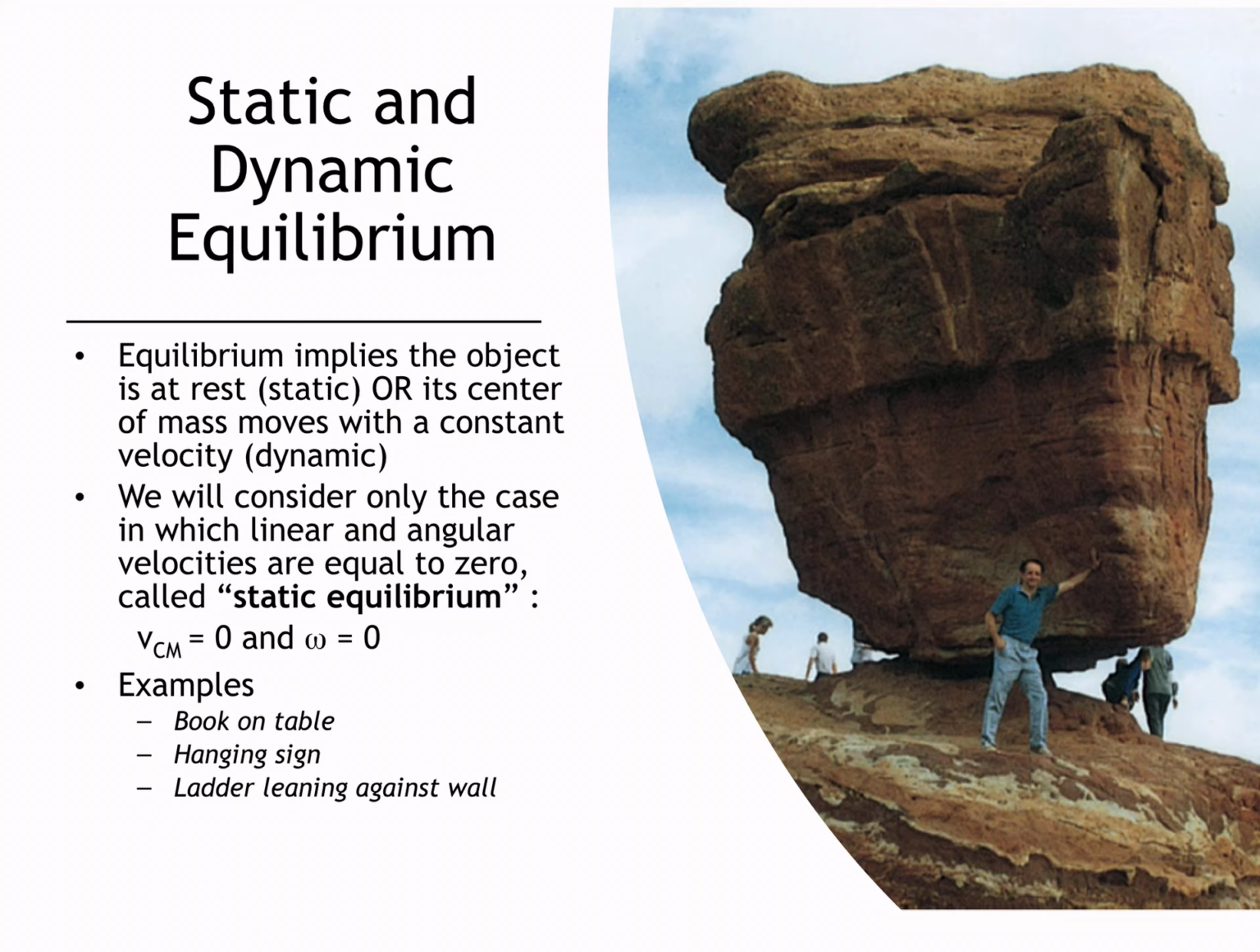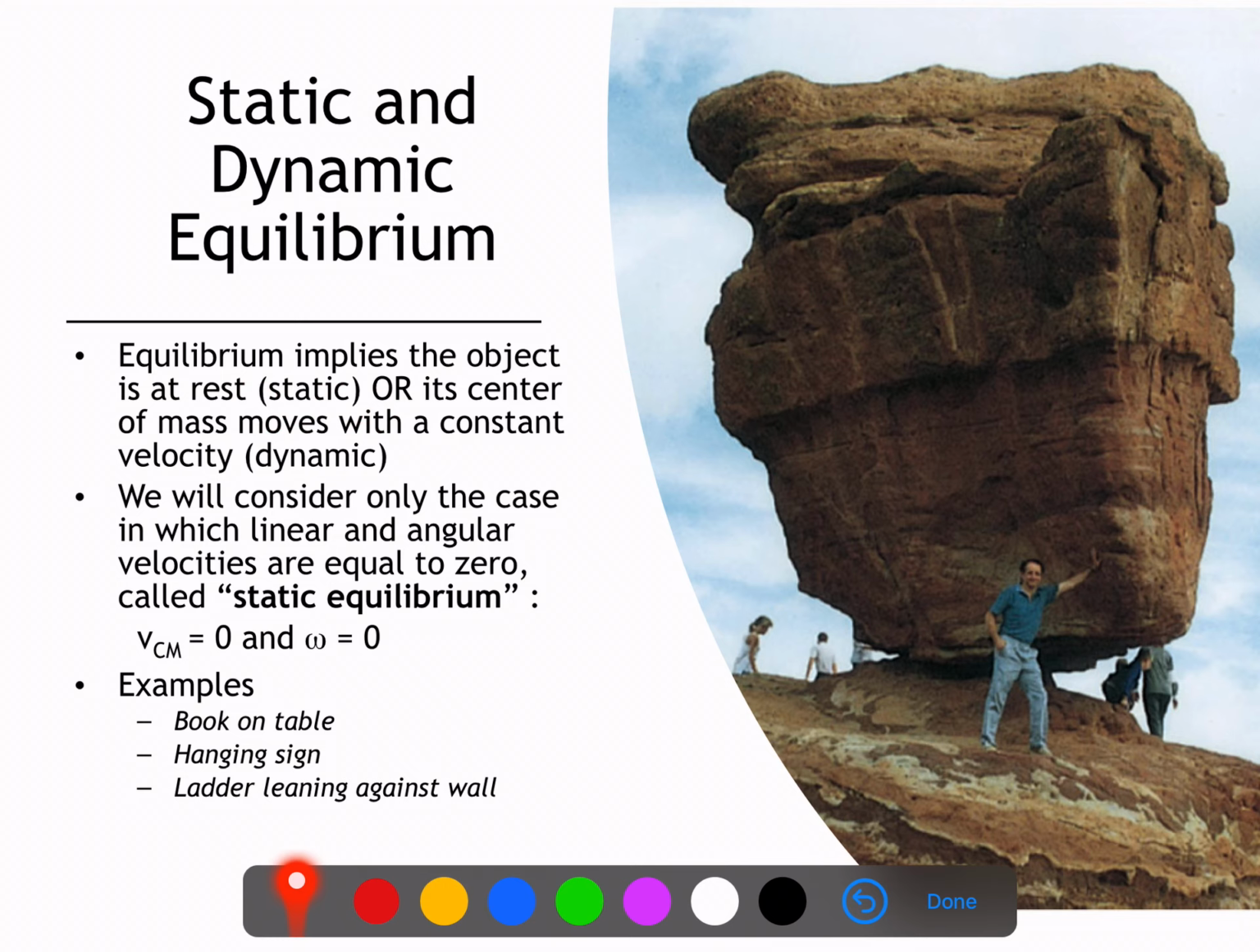But that's what distinguishes static equilibrium from dynamic equilibrium. So in static equilibrium, the object remains at rest, whereas in dynamic equilibrium, the object moves with a constant velocity. For our purposes, we're going to consider only cases of static equilibrium, but it's good to know that there is such a thing as dynamic equilibrium.